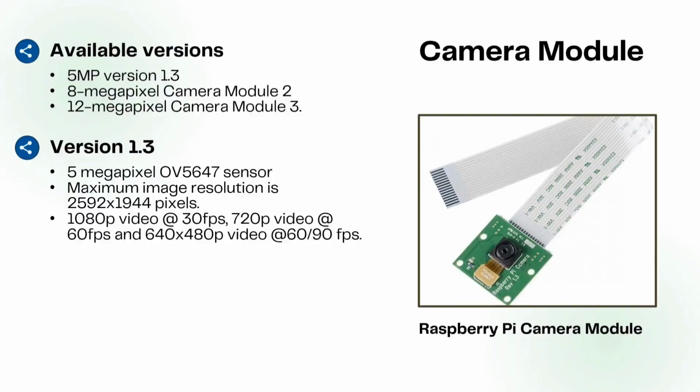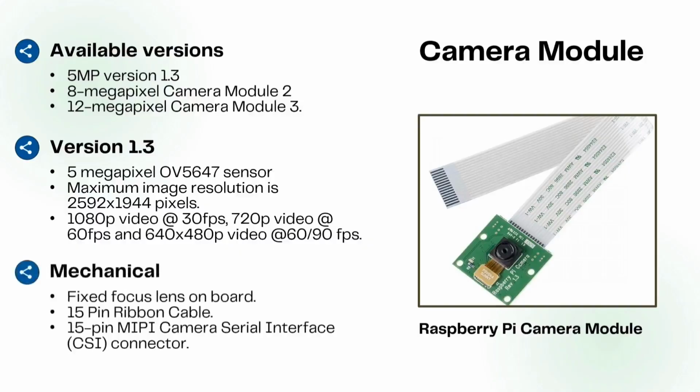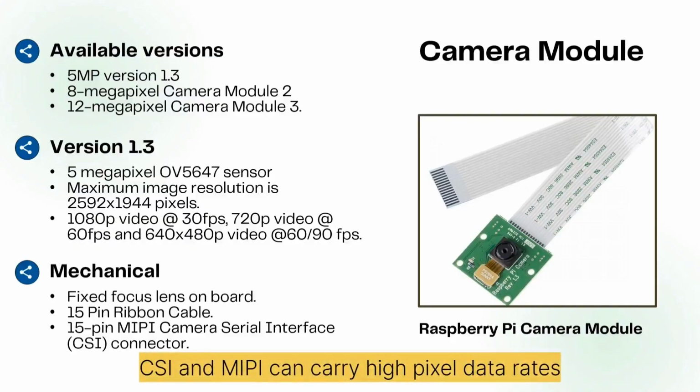The sensor has a fixed focus lens on board. It is enclosed within the plastic package of the sensor module. The camera module PCB is connected to Raspberry Pi using a 15-pin ribbon cable to the dedicated 15-pin MIPI camera serial interface or CSI connector on the SBC. The CSI connector was designed especially for interfacing image sensors. The CSI bus is capable of carrying extremely high pixel data rates.